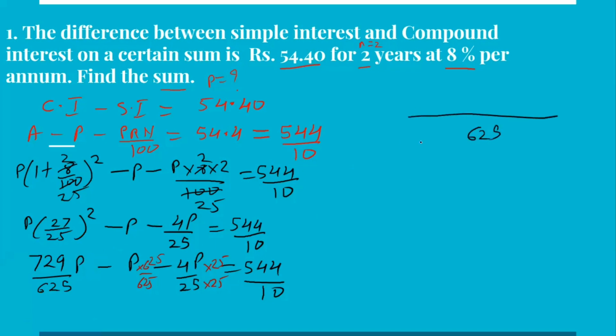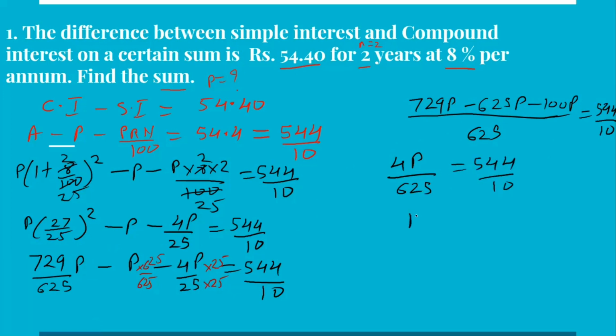Taking the denominator 625, we get 729P minus 25 into 4P, which is 100P, and this is equal to 544 upon 10. Now 729 minus 100 is 629... more simply, we simplify to get 4P upon 625 is equal to 544 upon 10. So you get P is equal to 544 upon 10 multiplied by 625 upon 4.